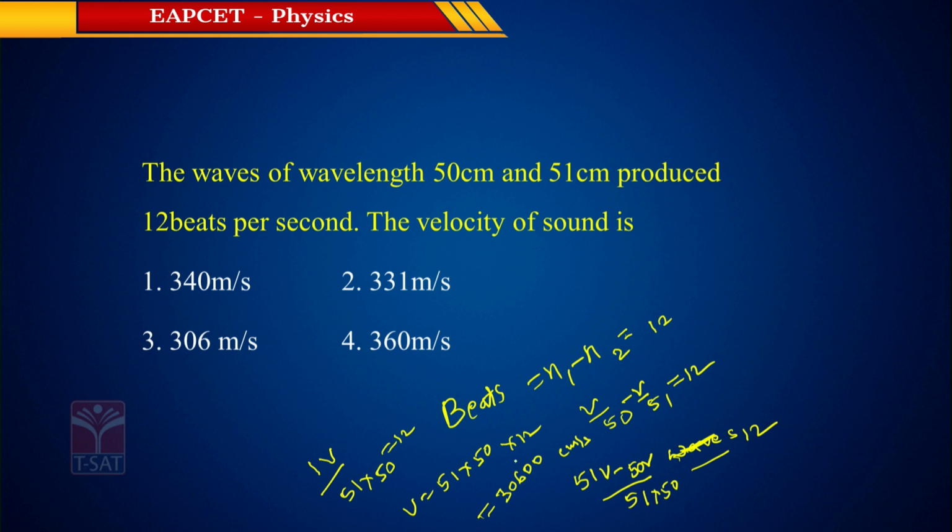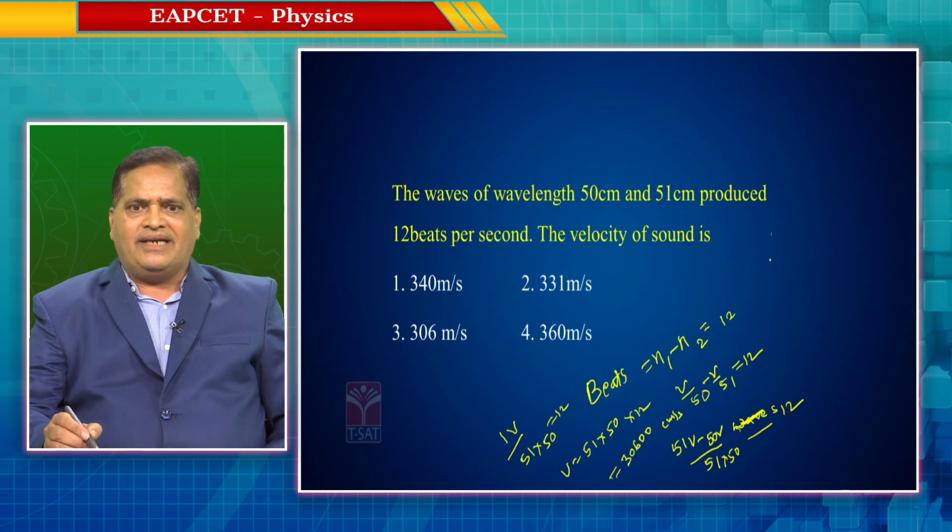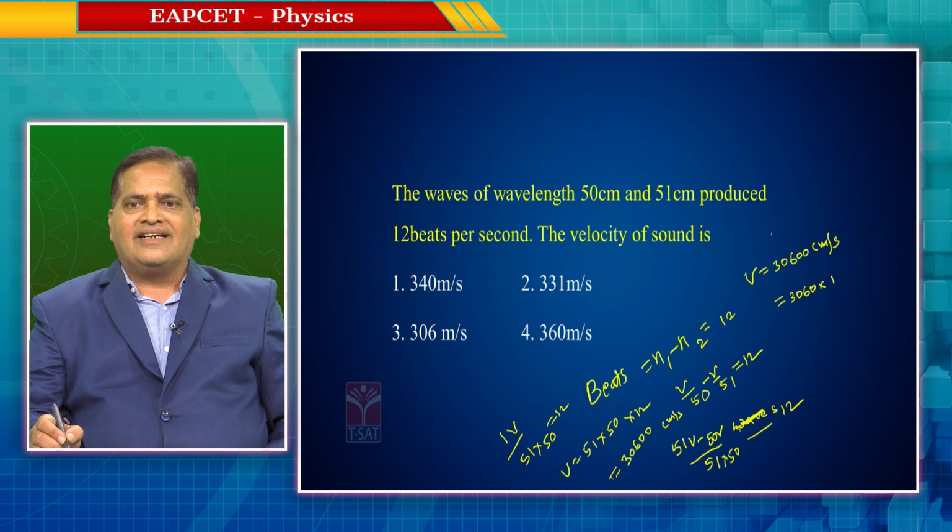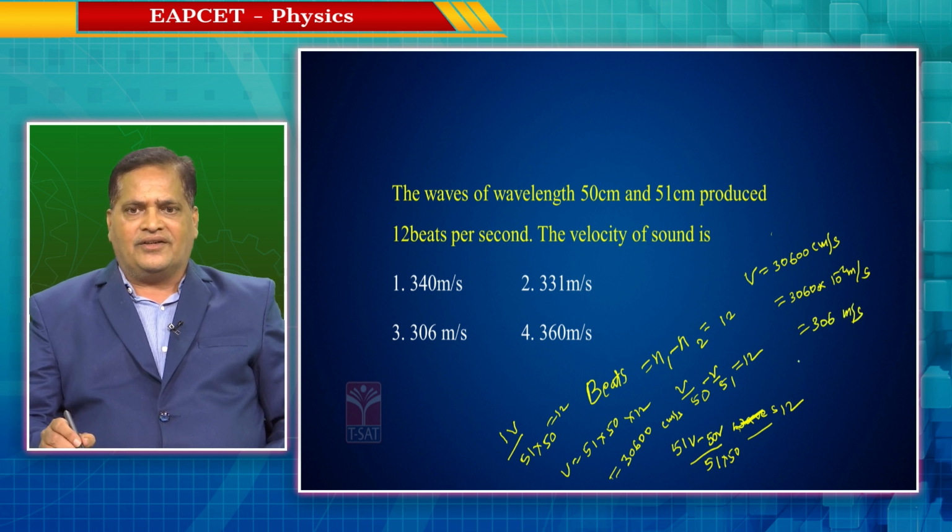But here we want the value in meter per second. Suppose the value V is equal to 30600 centimeter per second, children. Here you convert to meter per second, that is 3600. 1 centimeter is equal to how many meters? 10 to the power minus 2 meter per second. Therefore, this value is 306 meter per second. That is the answer.